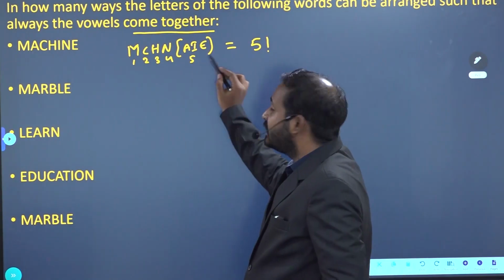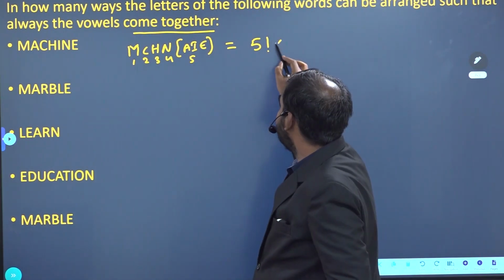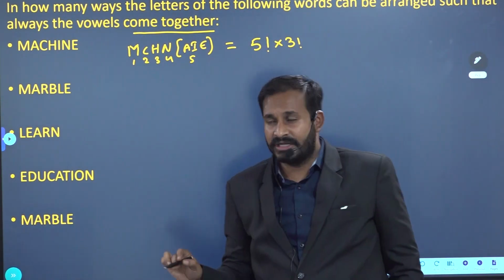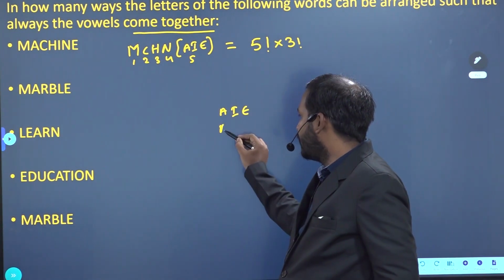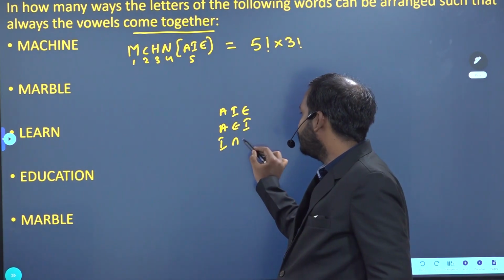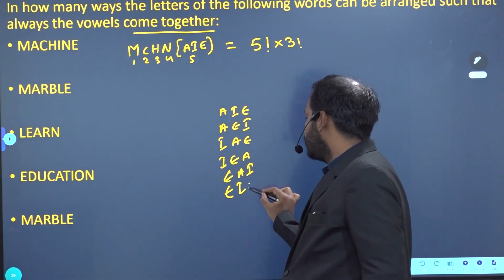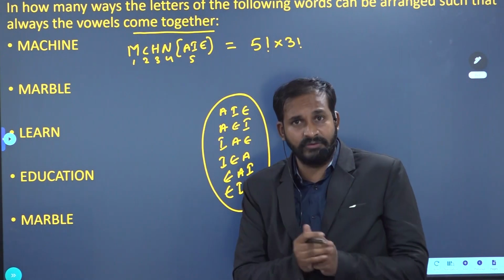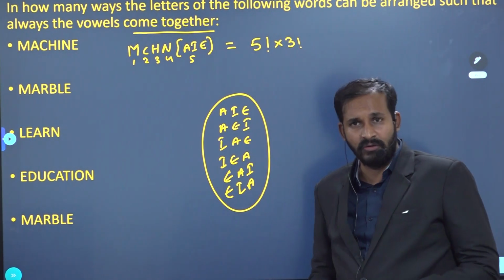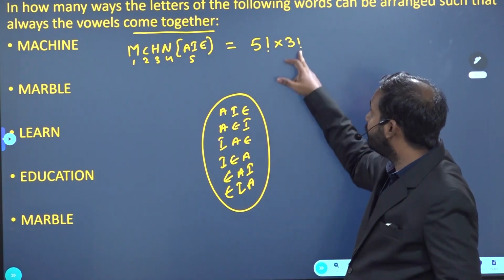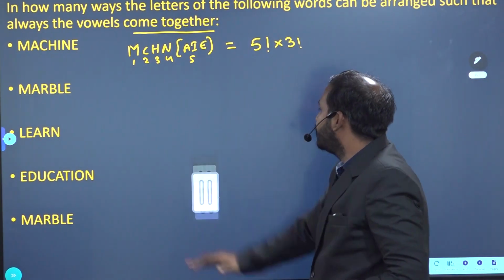Good. Now this AIE can be internally shuffled. AIE can be arranged in how many ways? They can be arranged in 3 factorial ways. See students, what does this AIE internal arrangement mean? It can be AIE, it can be AEI, it can be IAE, it can be IEA, or else EAI, or else EIA. They can be arranged in this manner also, right? They should be together, but they should not follow any particular order, right? Did they mention we should follow any particular order? No. They can be once again internally arranged in how many ways? 6 ways, which in other terms I can say as 3 factorial. That is the reason I am writing it as 3 factorial.